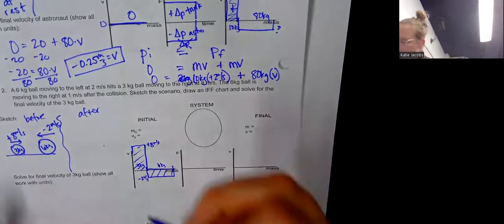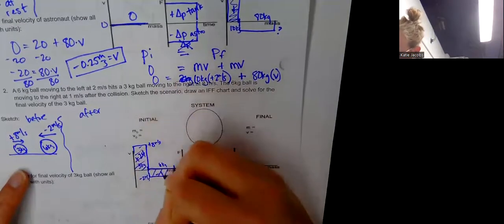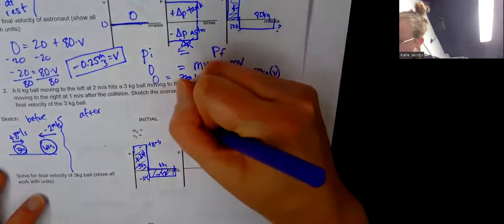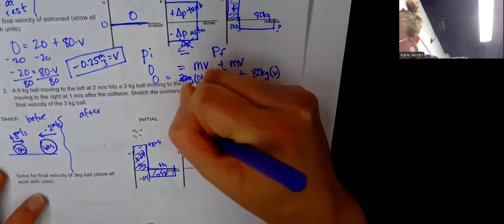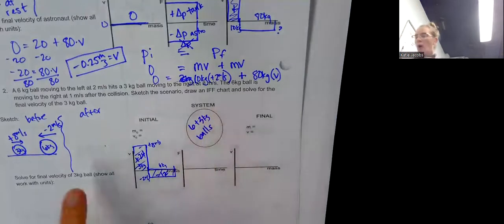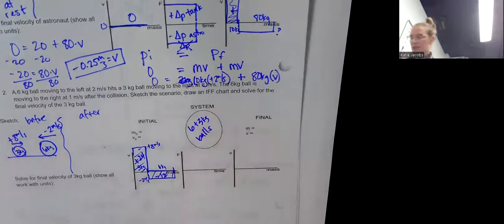Okay. You can even put in, like, I'll put in here, positive 24, negative 12. You can put the numbers right on the graph. That's fine. The 6 and 3 kilogram balls are my system. Now, that's the before. I've given both masses and both velocities.